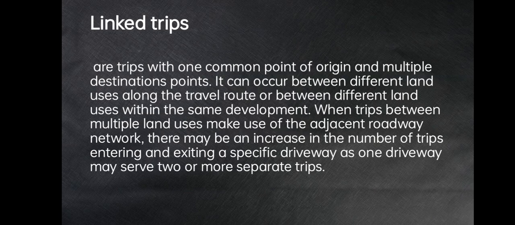Link trips are trips with one common point of origin and multiple destination points. It can occur between different land uses along the travel route or between different land uses within the same development. With trips between multiple land uses making use of the adjacent roadway network, there may be an increase in the number of trips entering a specific driveway, as one driveway may serve two or more separate trips.